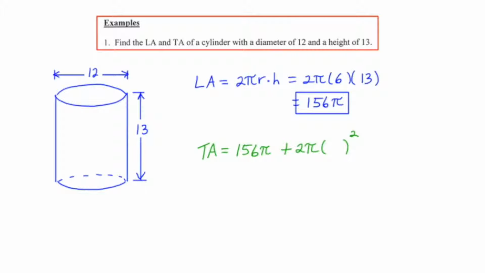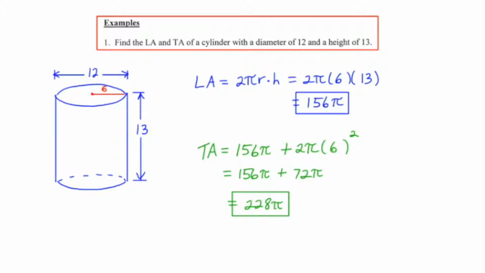Let's make that very clear by putting the center of the circle in and projecting over to the side, saying that, hey, if the diameter is 12, then the radius is 6. So I'm going to put that 6 in for the radius, and this becomes 156 pi plus 36 times 2, which is 72 pi. These two values are like terms, so I can add them together, and 156 plus 72 ends up being 228 pi. So the lateral area was 156 pi, and the total area is 228 pi.